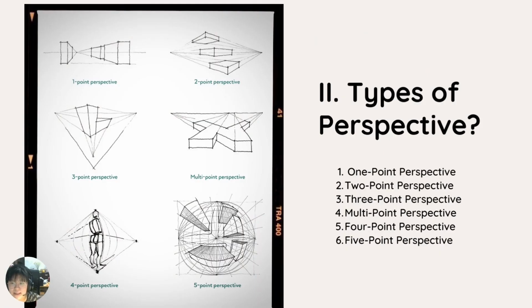Do you know how many types of perspective? First is one-point perspective. Second is two-point perspective. Third is three-point perspective. Next is multi-point perspective. Then is four-point perspective. And finally, five-point perspective.